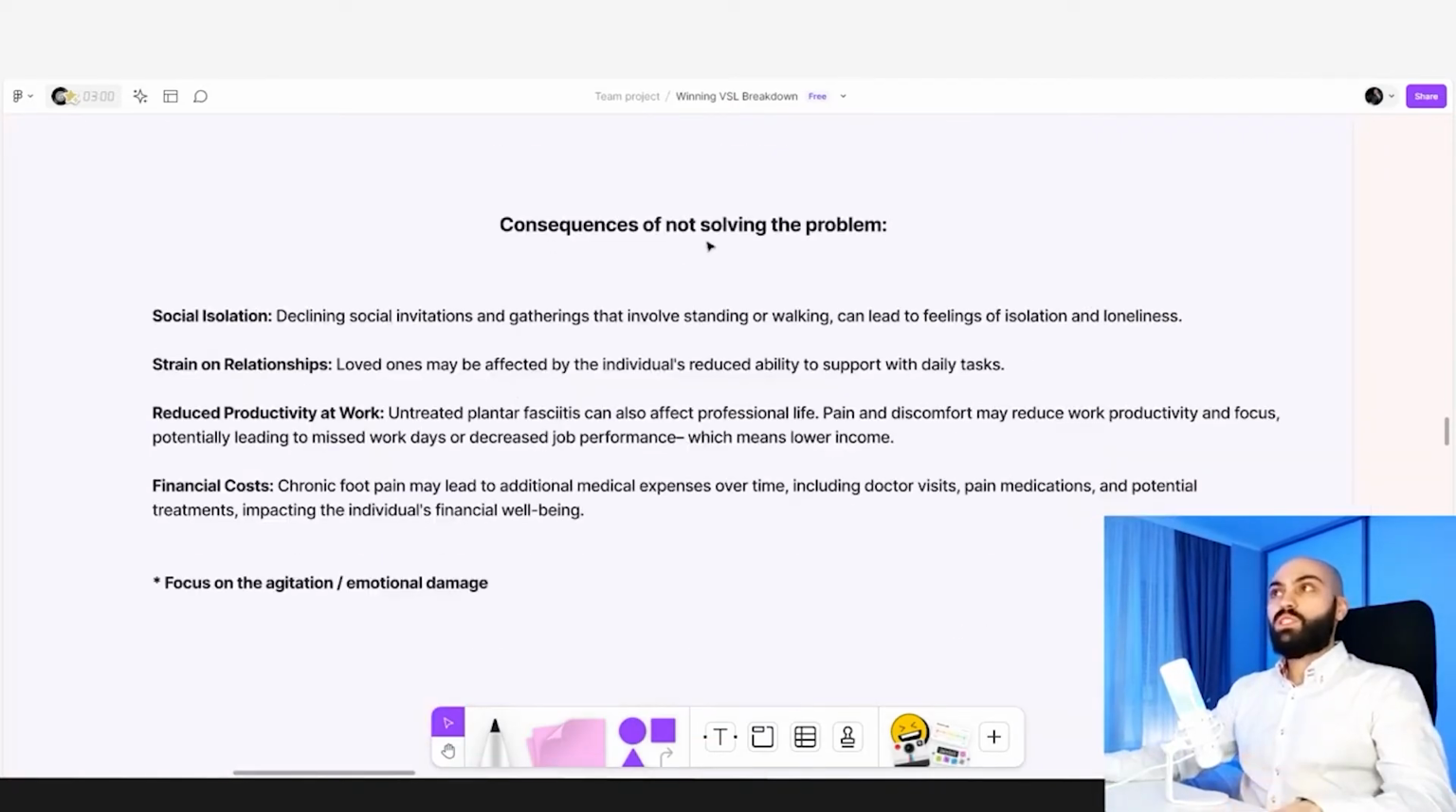What are the consequences of not solving the problem? And here we need to focus on the emotional damage and agitation that they're going to feel. For example, social isolation, strain on relationships, reduced productivity at work, all of which might lead to their getting fired, being lonely, not having any friends. These are all of the emotional damages that we can use in our marketing strategy.